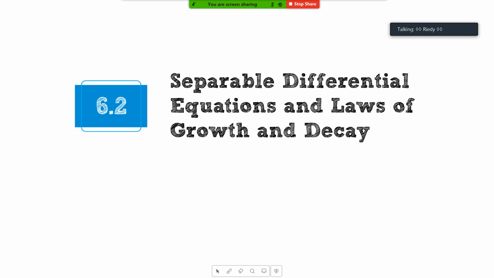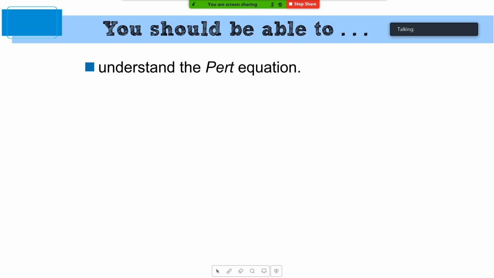Separable differential equations and the laws of growth and decay. Doesn't that sound fun? Yeah, a lot of these problems are not fun. They're death and destruction. Okay, we've got some radiation going on. We've got the spread of bacteria going on. But then we do have a nice cup of coffee, which we'll get to at the end.